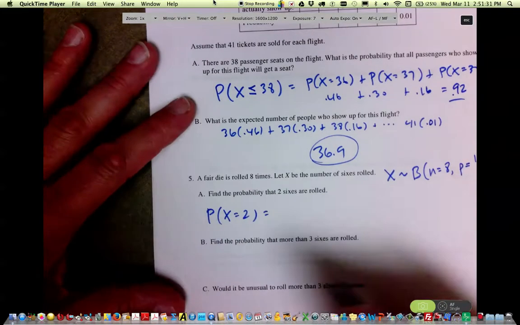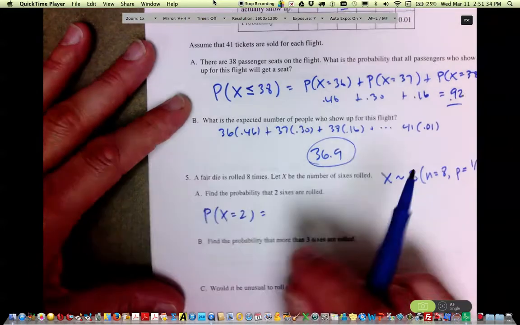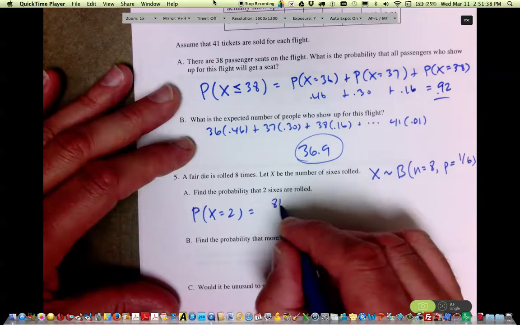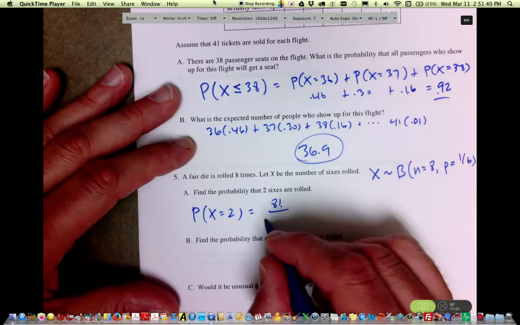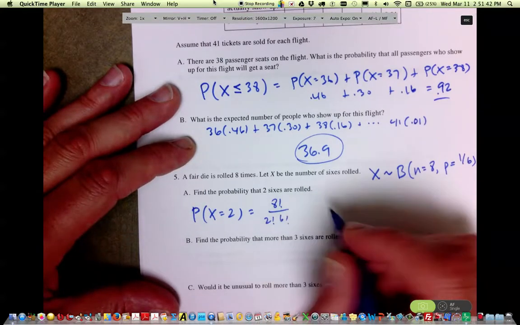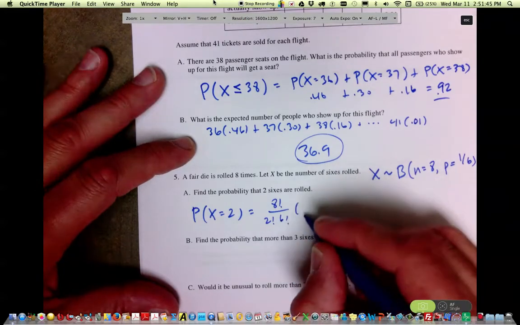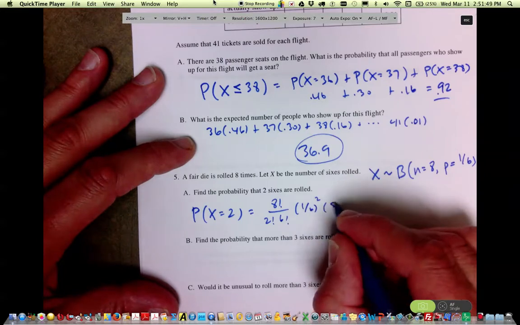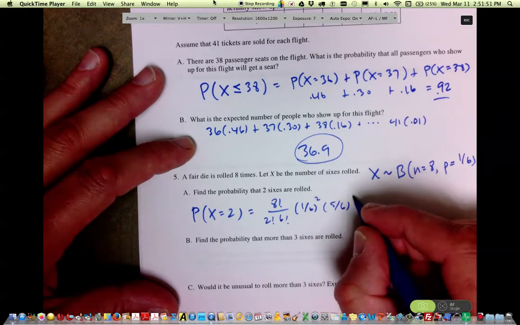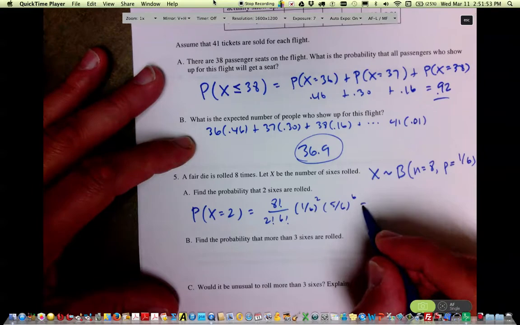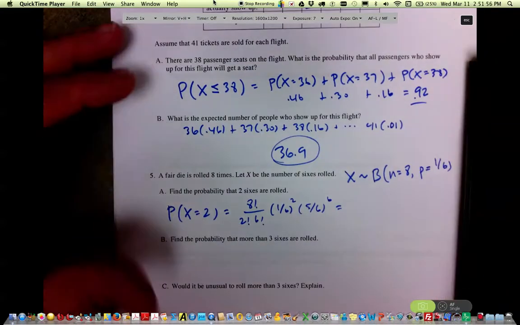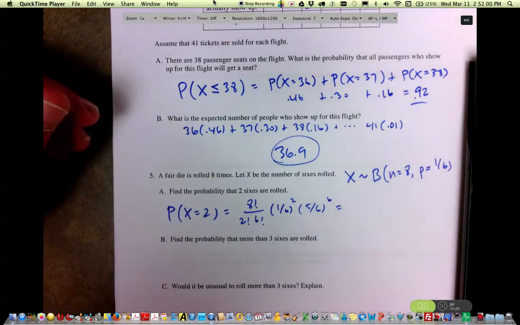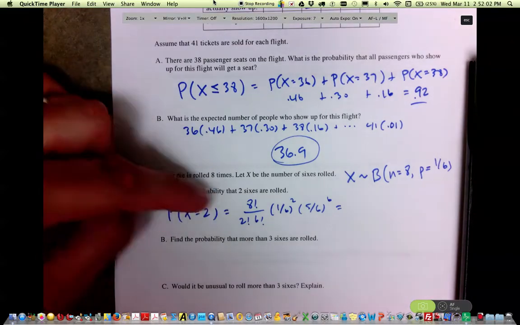You could do this with the binomial PDF, or you can just do it by hand. It's going to be 8 factorial divided by 2 factorial times 6 factorial, times 1/6 raised to the 2nd power, times 5/6 raised to the 6th power. If you punch all that into your calculator, you're going to get, let's see, 8.